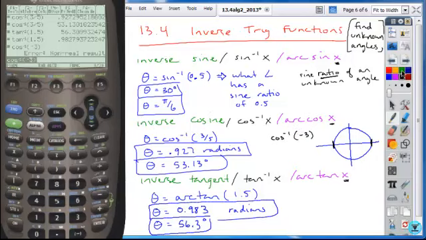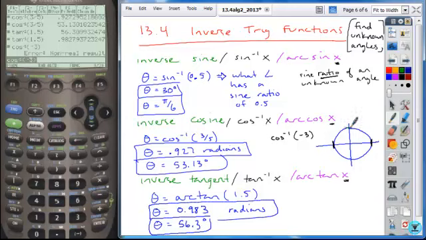What about inverse sine? What's the highest sine on the unit circle? 1. The lowest sine, the lowest y value, is -1. So your sine values also have to fall between -1 and 1. If you were to try the inverse sine of some number that was either less than -1 or greater than 1, even 1.1, it's going to be undefined as well. It has to fall between -1 and 1.